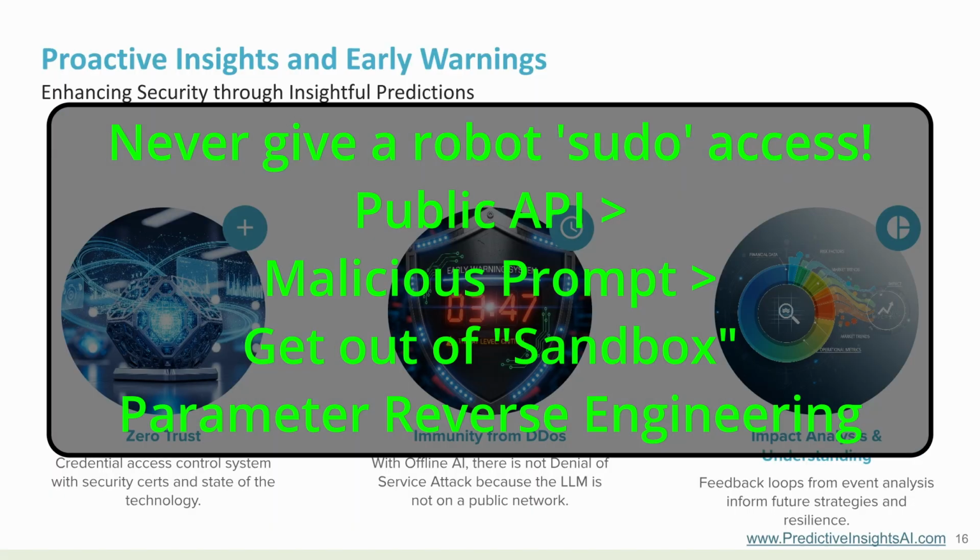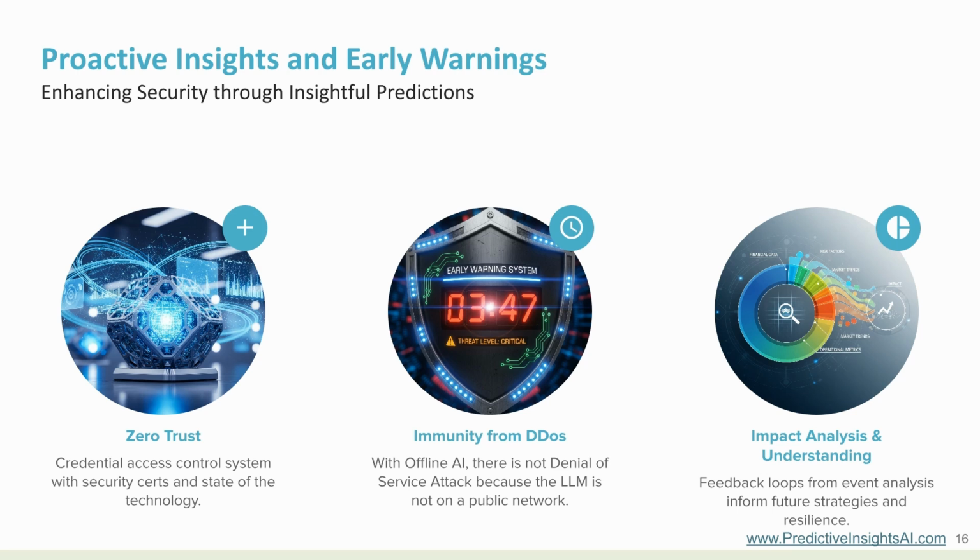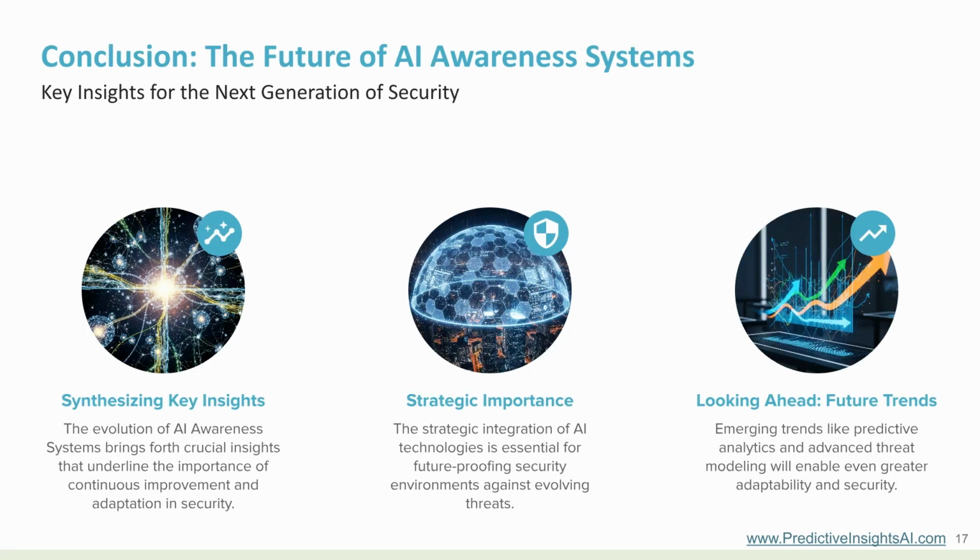We achieve proactive insights and early warnings through three main pillars. First, zero trust with a credential access control system. Second, immunity from DDoS using offline AI. Third, impact analysis and understanding that informs future strategies. In conclusion, the future of AI awareness systems depends on synthesizing key insights, recognizing their strategic importance for future-proofing, and looking ahead to trends like predictive analytics and advanced threat modeling.